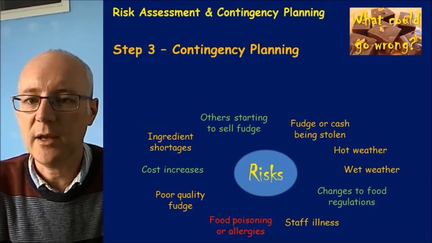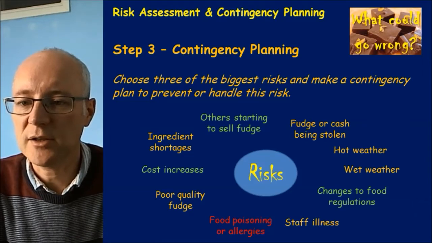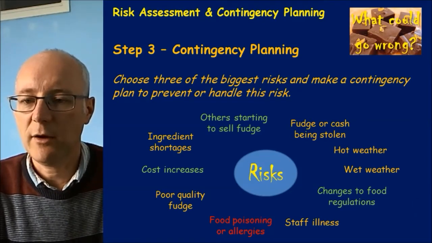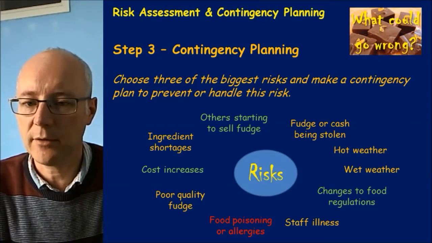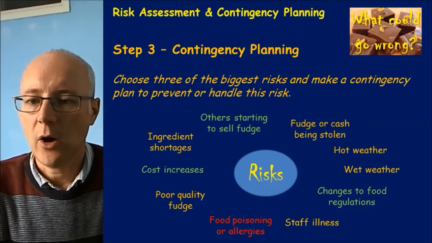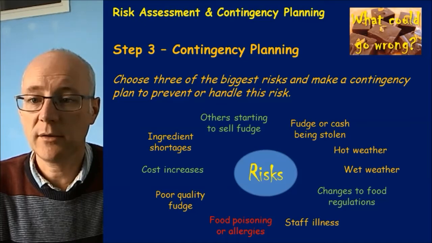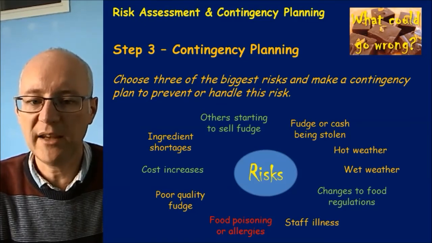Finally, step 3 is to put in contingency planning. So contingency planning is where you say, okay, what am I going to do to try and prevent these risks from happening, or try to reduce the risk of them happening? Now there's no point in contingency planning on really low level risks, because contingency plans always cost money or time to put in place.